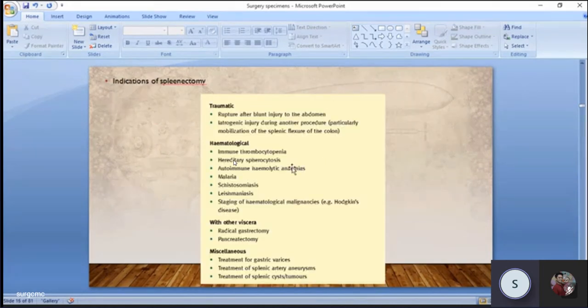So the next question can come to you: what are the indications of splenectomy? Usually trauma, in an injury, the commonest one being road traffic accident, then certain hematological conditions like hemophilia, thrombocytopenia, malaria, schistosomiasis, and in conjunction with other surgeries like radical gastrectomy, radical pancreatectomy, or for certain treatments like gastric varices. All these are the indications of splenectomy which can be asked.